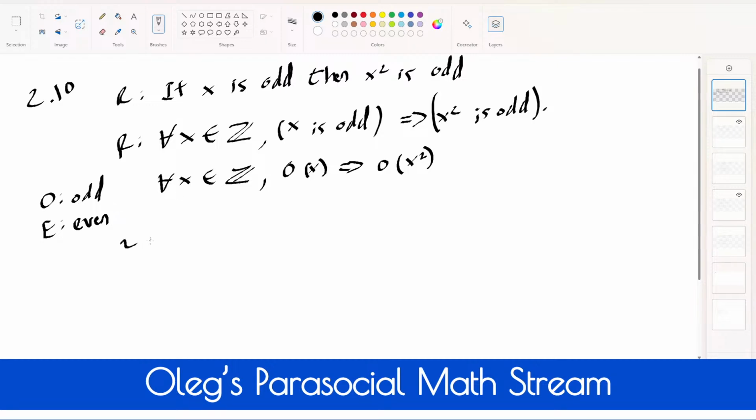Let's negate R. All right, so let's do how they did it last time. We're going to go by every comma. Although, no, I actually probably don't need to do that, because we just have an implication here, there's only one comma. So let's just do this: for all x containing the integer set.